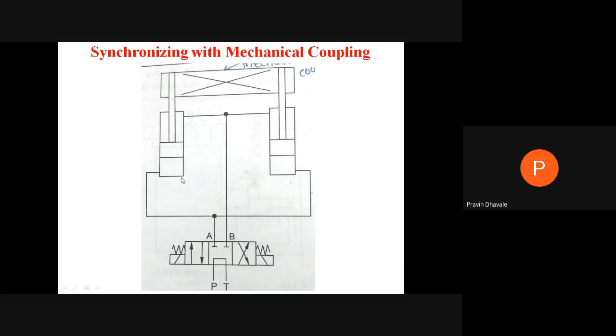right? These are the two cylinders which are kept in a series, and we are providing the pressurized fluid from pump to A to first cylinder, A to second cylinder, right? If on this cylinder we have a load of 10 kg, and on this cylinder we have a load of 5 kg, then which cylinder will move faster?